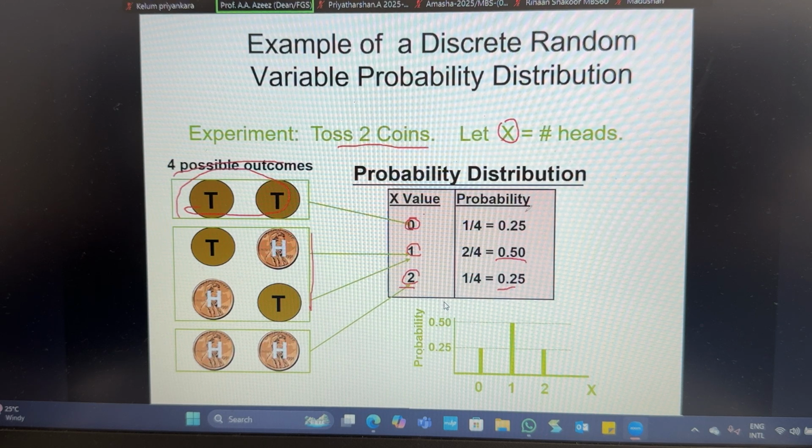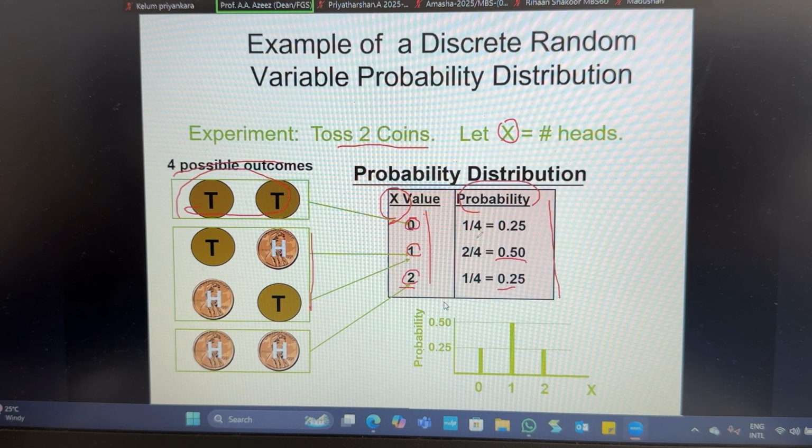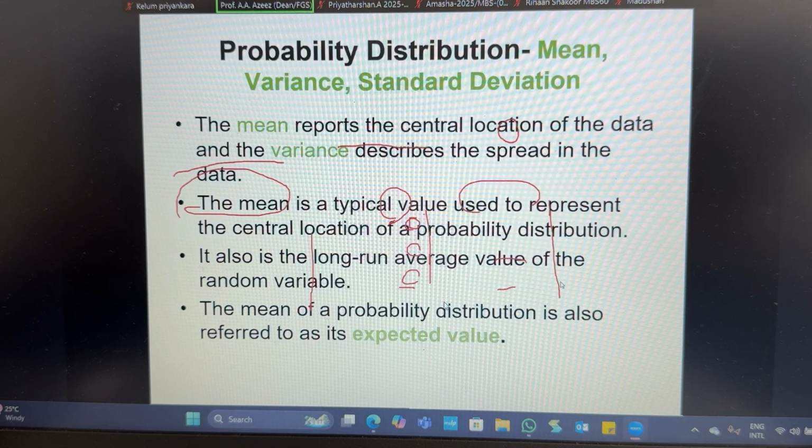This is what we call a probability distribution. What do we mean by probability distribution? The values of the variable with their associated probabilities. Now, how do we find the mean? You use that formula: multiply each X by its probability. Now let's go to here.